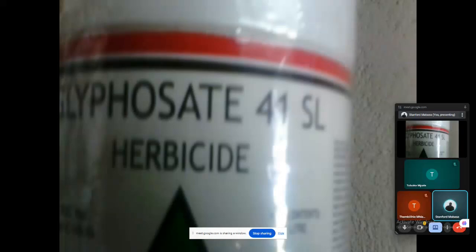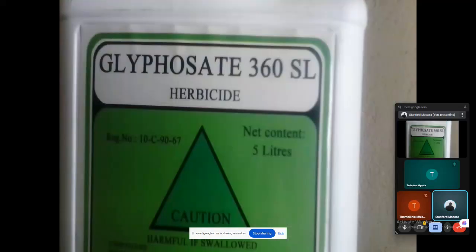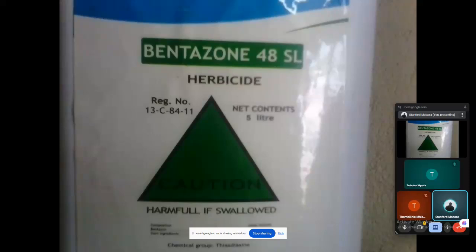So on glyphosate, you may find that it is written SL on the pack. Paraquat 20 SL. So SL means soluble liquid. Glyphosate 360 SL, it means soluble liquid. That is the formulation. Bentazone or Basagran 48 SL, it means soluble liquid.